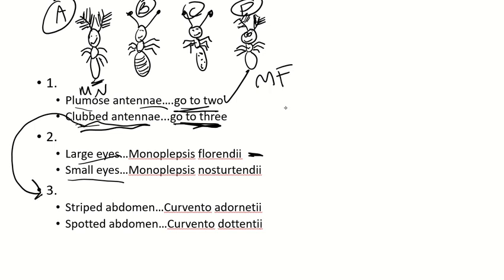So down in 3, we look at which one has a striped abdomen or a spotted abdomen. So C has a spotted abdomen and B has a striped abdomen. So this is Corvento adornetii, and the other one's Corvento dodentii. So that is very quickly how you use a dichotomous key.